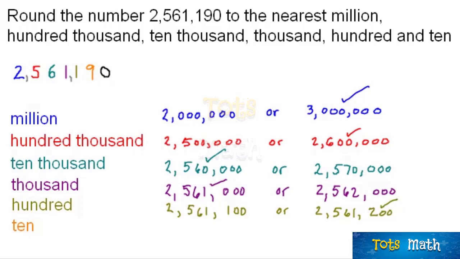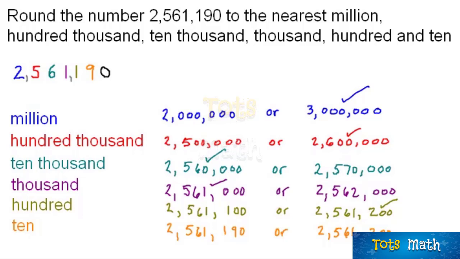And finally, we can round to the nearest 10. The tens digit is a 9, so we can either round down to 2,561,190 or we can round up. Now this one's a little tricky because when we round up, the next 10 after 90 is 100. So we're going to round up to 2,561,200.